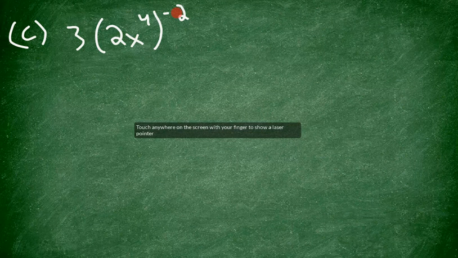Let's move on to question C. Question C looks like the following. Very similar to the first problem. I'm going to apply this power of -2 to the 4 and to the power of 1, but not to the 3 because the 3 is not inside of these parentheses. So the 3 is just going to hang outside there.